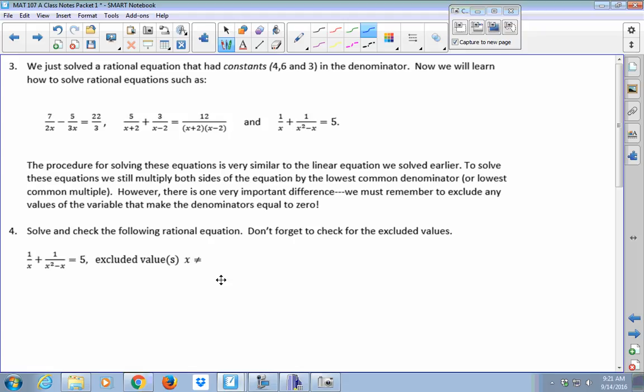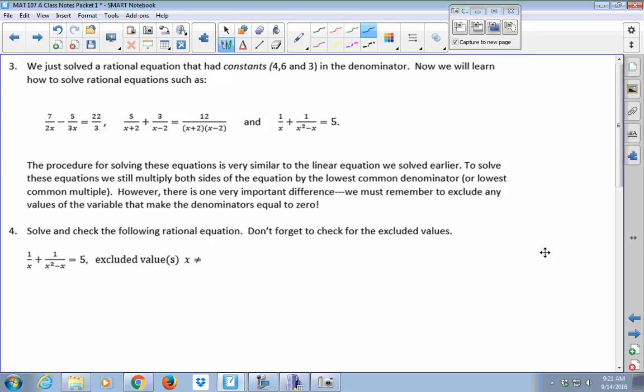Okay. So we've just solved equations with constants in the denominator, but now we got to think about what happens when we have denominators that look like this. Denominators that have algebraic expressions and that have variables as part of it, not just constants. Okay. So the procedure for solving these equations is similar to the linear equation we just solved. To solve these equations, we are going to multiply both sides.